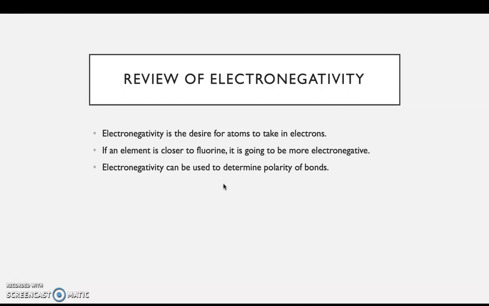We can use electronegativity to determine the polarity of bonds. And one thing to note, noble gases don't have electronegativity values because they don't want to take in any extra electrons because they are already stable with their full octets.